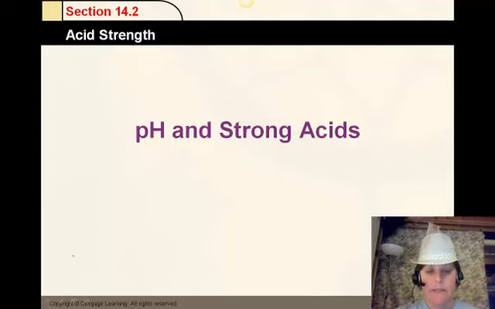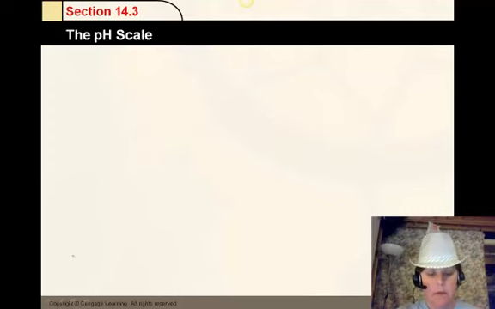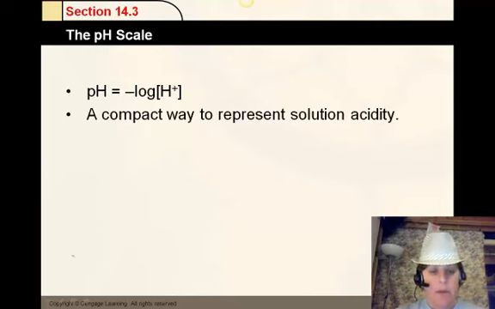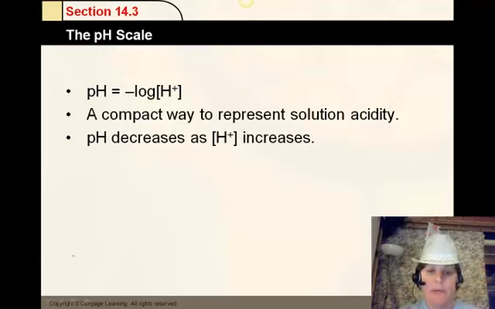pH and strong acids. You might remember that the pH is a measure of the hydrogen ion concentration. You can calculate it by taking the negative log of the hydrogen ion concentration, using your calculator, of course. And a compact way to represent solution acidity is the pH, because if we have that number, we can discuss how acidic or basic a particular solution is.